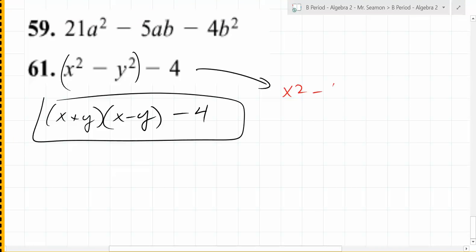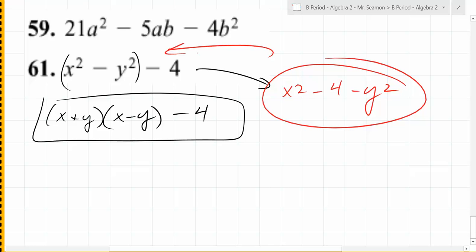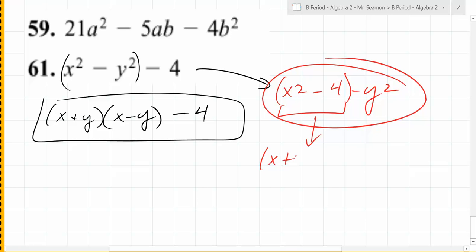Is this the same thing? Sorry, x or minus y squared. Can I reverse the 4 and the y squared? Sure, why not? Is this still the same thing as this? Yes. What do you see right here, Kelly? X squared minus 4. What is that? That's the difference of squares. So it's x plus 2 times x minus 2. These two are the same answer, written differently. Stop. You can't go any further.